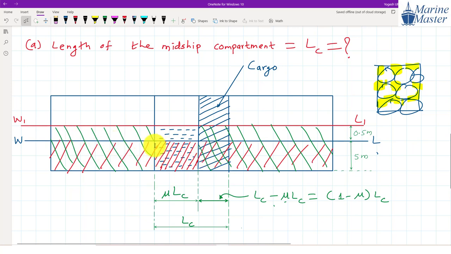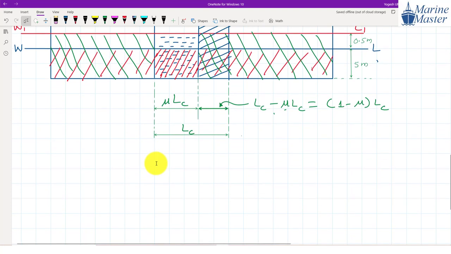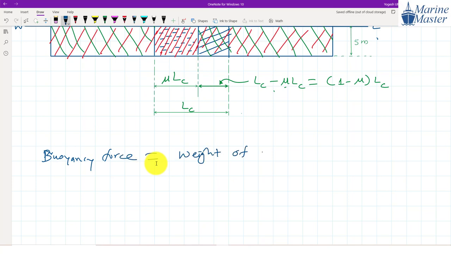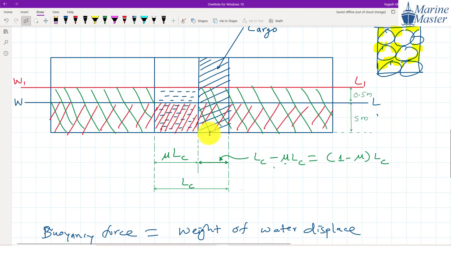See, guys, what is meant by buoyancy? Buoyancy force means the weight of water displaced, or the mass of water displaced. Initially, that red hatching that I showed before the bilging was responsible for the buoyancy. Now, after the bilging, who is responsible for the buoyancy, guys?